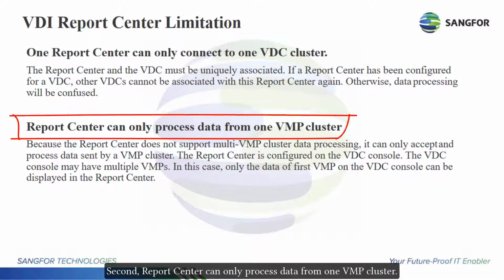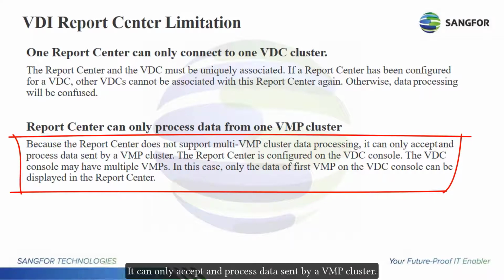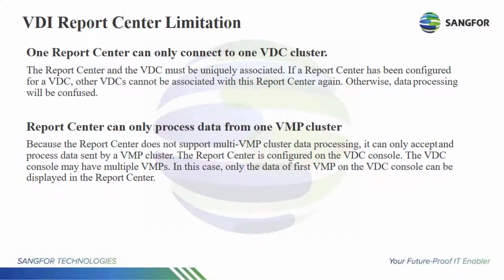Second, the report center can only process data from one VMP cluster. Because the report center does not support multi-VMP cluster data processing, it can only accept and process data sent by one VMP cluster. The report center is configured on the VDC console. The VDC console may have multiple VMPs. In this case, only the data of the first VMP on the VDC console can be displayed in the report center.